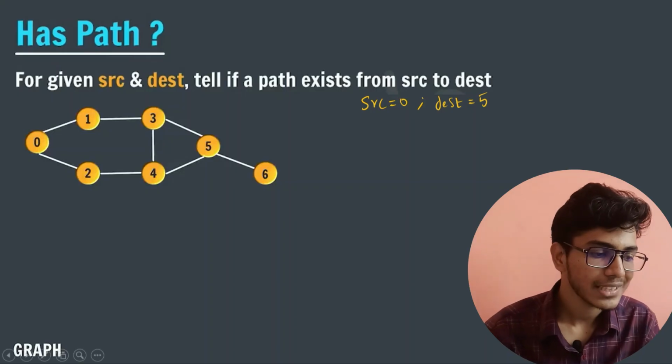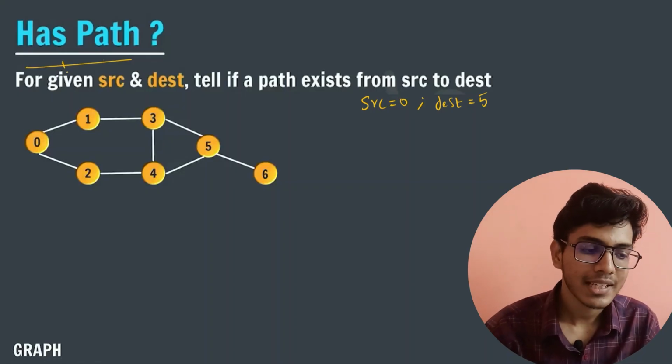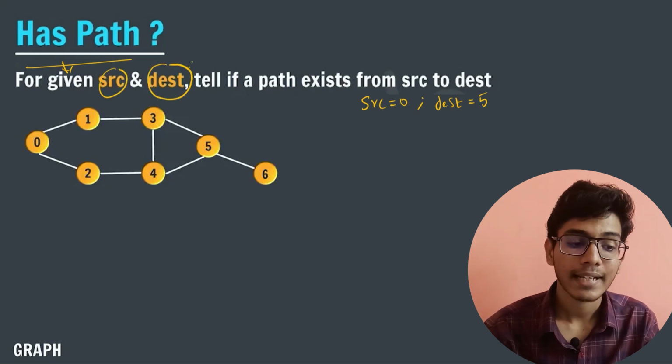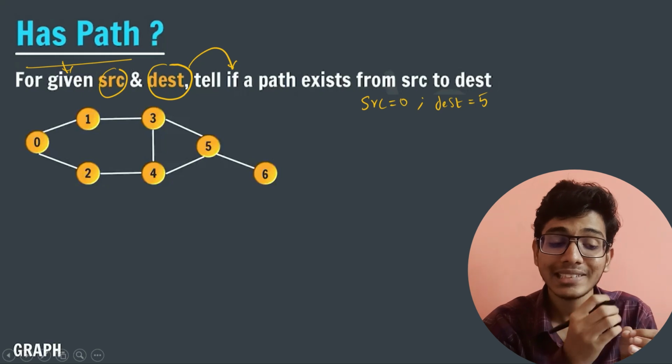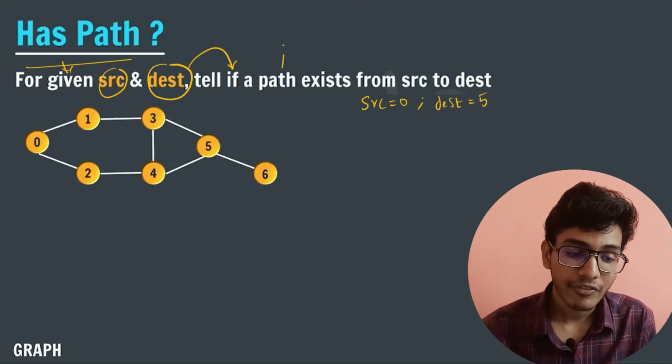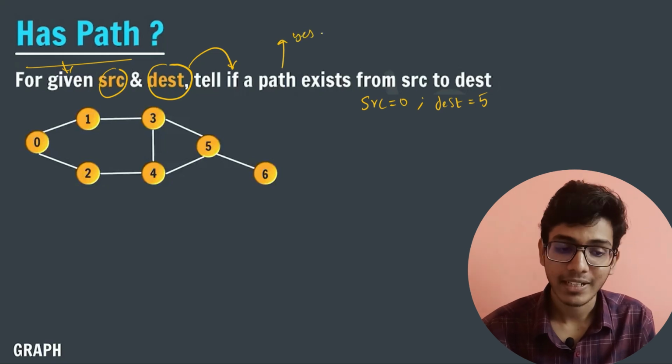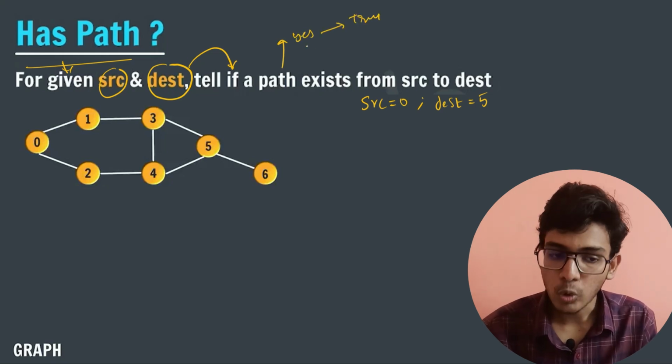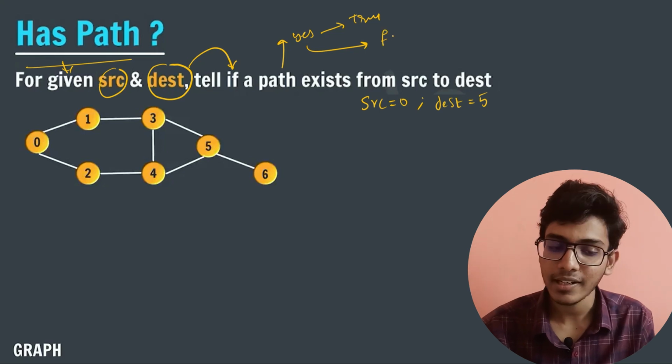The name of the question is has path. So in this, the user will give me a source and destination, and I need to tell whether there is a path that exists between the source and the destination. If the path exists, if it is yes, then I will return true. If it doesn't exist, then I will return false.